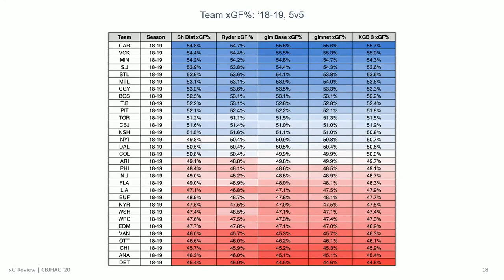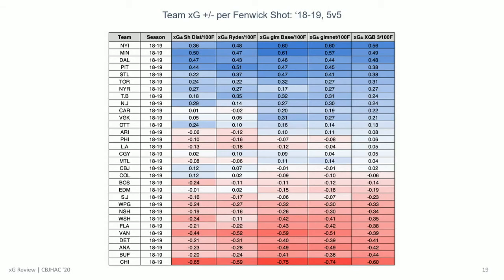And then if we look at team performance, so this is expected goals percentage, so this is XGF divided by XGF plus XGA. From a ranking standpoint, the models look, again, very similar, but if we move to a per Fenwick shot rating, we can see that they do diverge quite significantly in some cases. So Carolina, for instance, is almost below average in the simpler models, but once you add additional features and more model complexity, they actually start to look a little better.